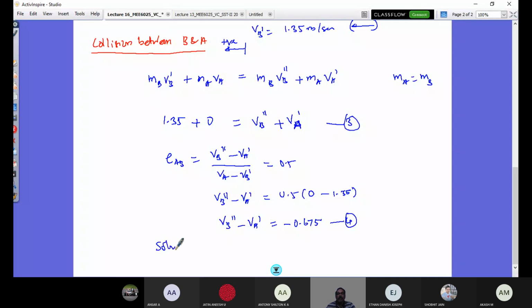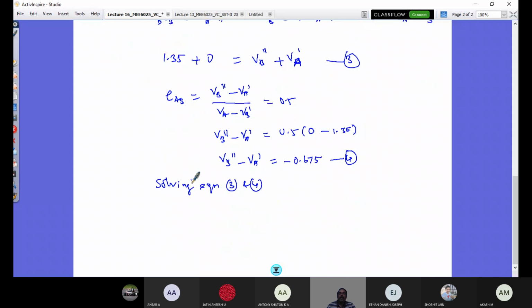Now solving equations three and four simultaneously. They're algebraic equations. So it is clear from this, right? VB double dash, what is that you will have? By solving it simply, you have VB double dash equals 0.3375 meter per second. I get a positive value, so the direction is with respect to our convention. And VA dash is 1.0125 meter per second, positive, so that's the convention.